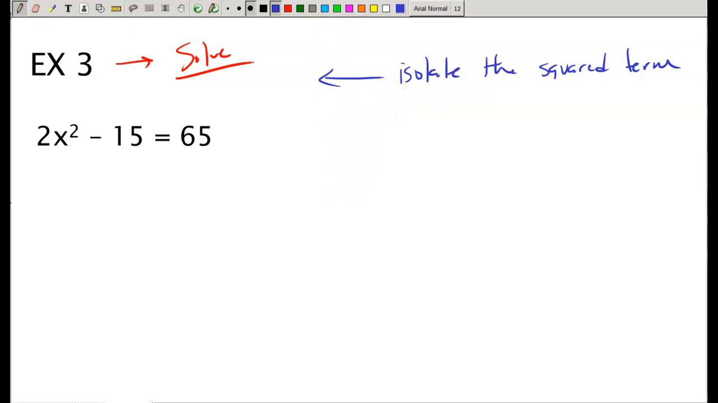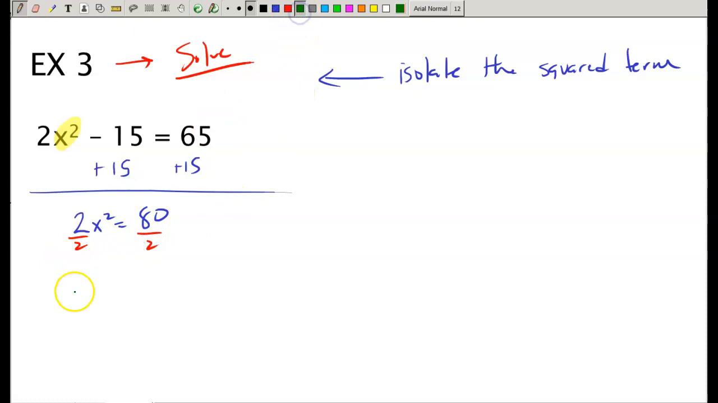So in a problem like this, we got 2x squared minus 15 equals 65. All I'm going to do is I'm going to try to get x squared by itself. So I'm going to add 15 to both sides. I'm going to get 2x squared equals 80. I'm going to continue this by dividing by 2. And now I'm going to get x squared equals 40.